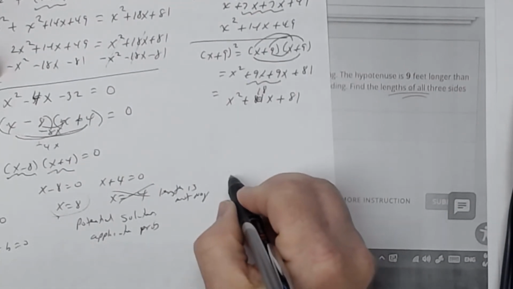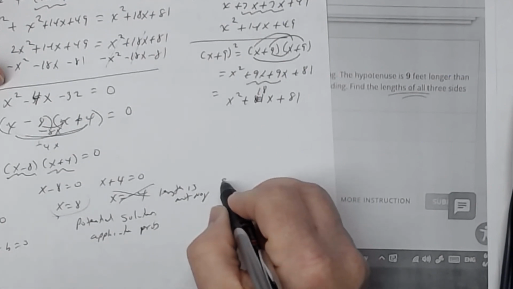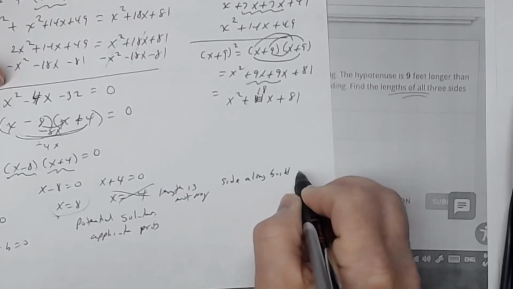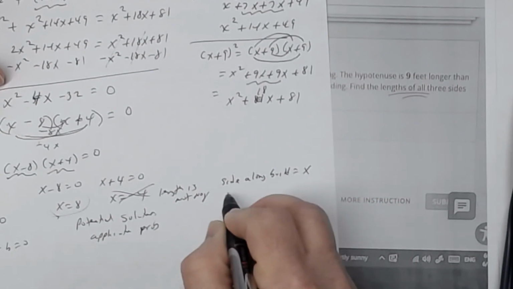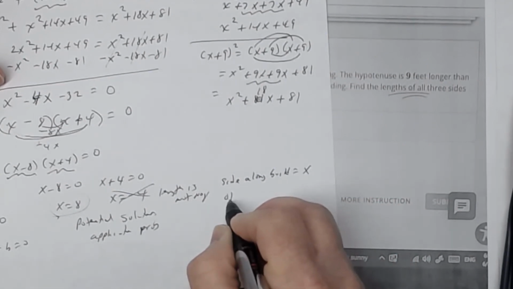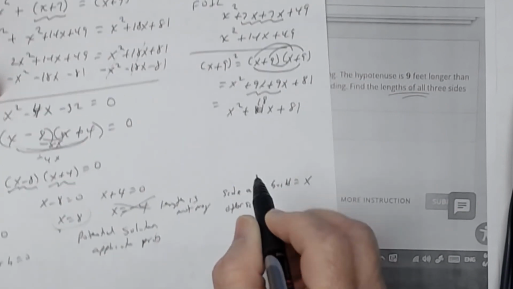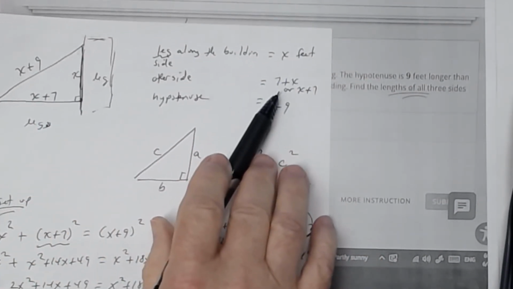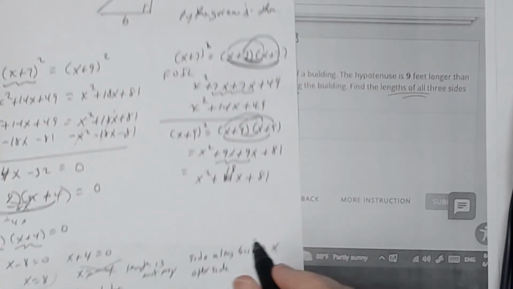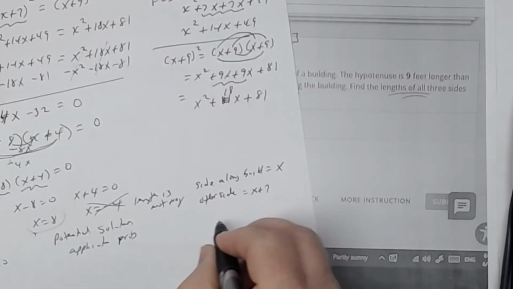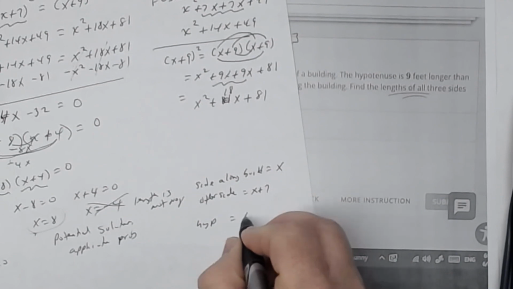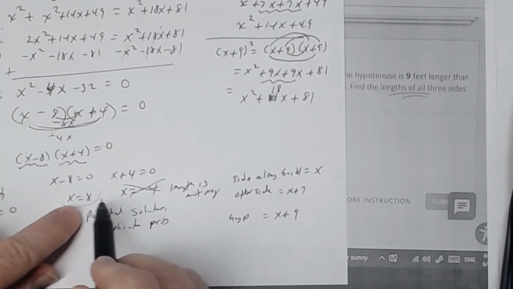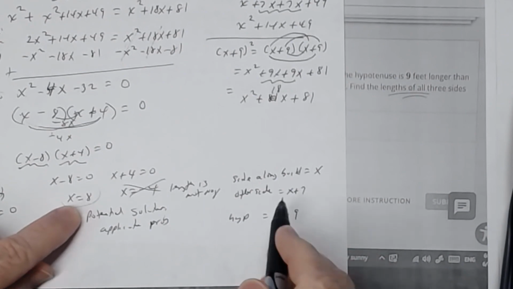Let me go ahead and rewrite this over. The side along the building is x. And then the other side, you can get it from here, or you can get it from here, is x plus 7. And then the hypotenuse is x plus 9. Now what you're going to do is take this x and substitute it into these expressions.